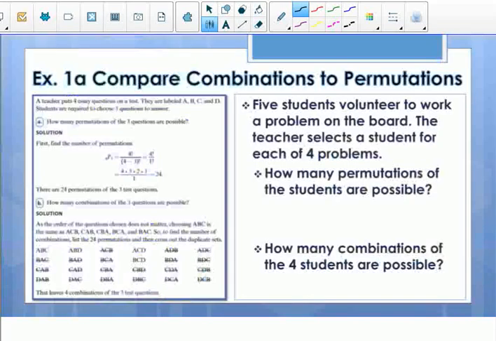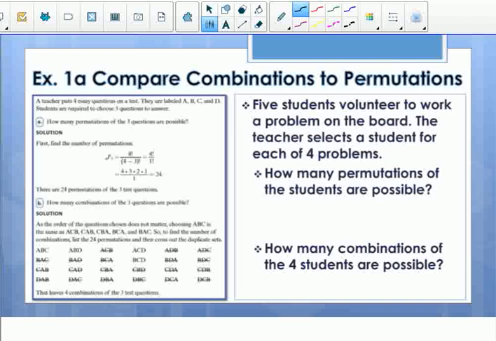Let's look at combination a little bit. Here we have 5 students who volunteered to work a problem on the board. The teacher selects a student for each of 4 problems. How many permutations of the students are possible? So this one's a permutation.